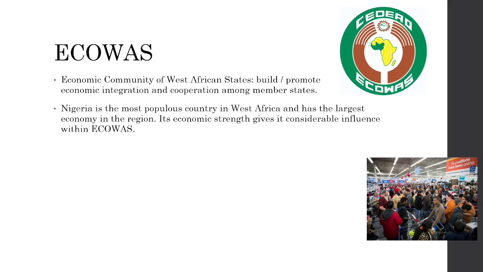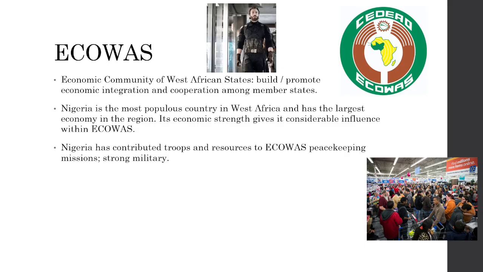Nigeria is the most populous country in West Africa. And they also have the largest economy within the region. They're growing pretty well, actually, compared to the other countries. And its economic strength gives it considerable influence within ECOWAS because people are going to look at them and say, you know what you're doing. Nigeria also has contributed troops and resources for peacekeeping purposes. They have a very strong and active military as well. So we can kind of see a more diplomatic role of the organization as well. Kind of like, I have your back, guys, because we're in this organization. It's a little networking scheme.